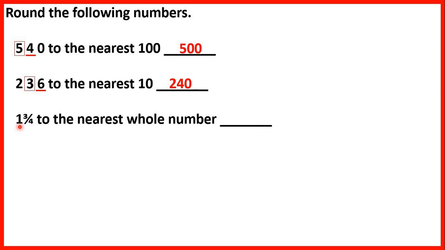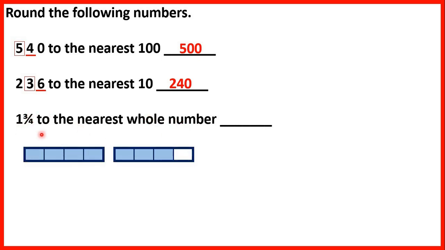And now we have 1 3/4 to the nearest whole number. So we need to think 1 3/4 will be between the whole numbers 1 and 2, and we can show 1 whole and then 3/4 of another, and we can see that that's nearer to 2 whole bars than it is to just 1 bar. We would need to take away 3 of our quarters to get 1 whole, but we'd only need to add 1/4 to get 2 wholes.